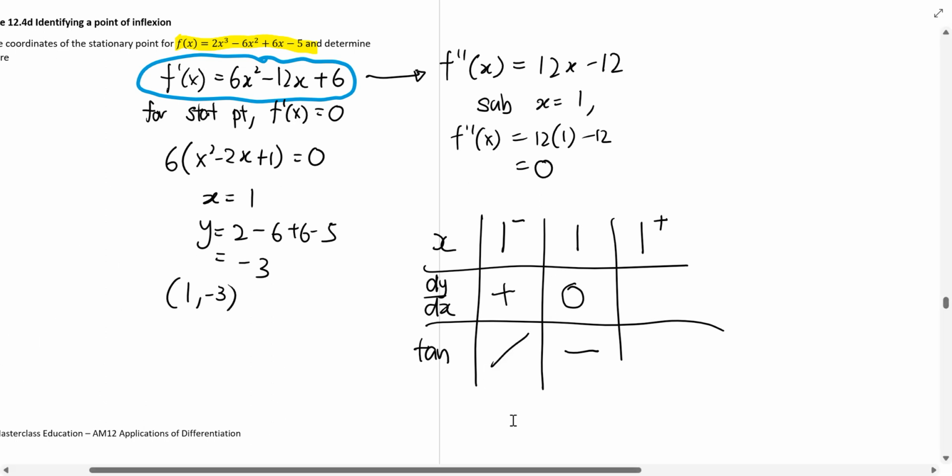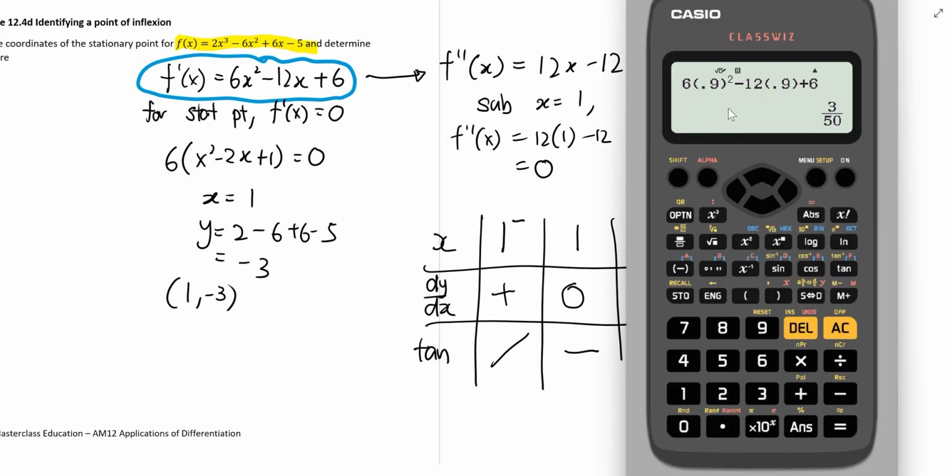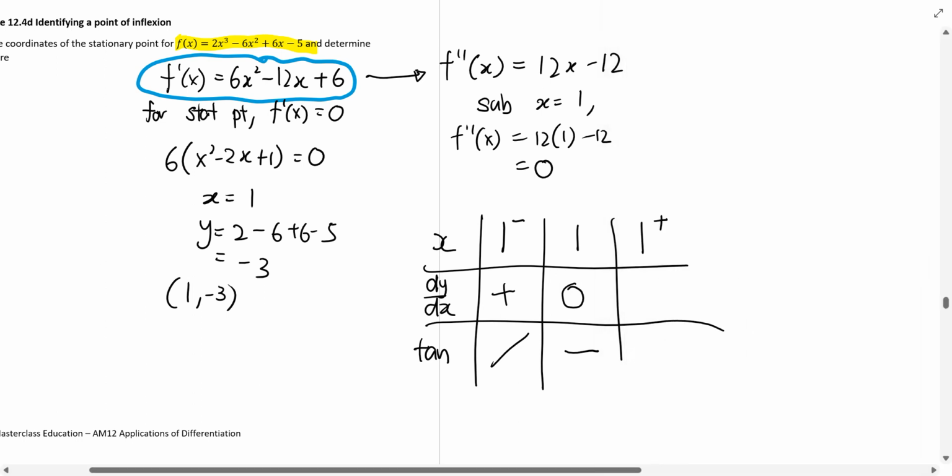Now I go back to my calculator and I change all the 0.9 to 1.1. And then go to the left again, 1.1. And I realize that it's also positive. Now what does this mean?